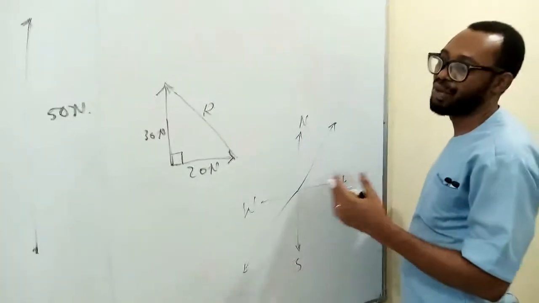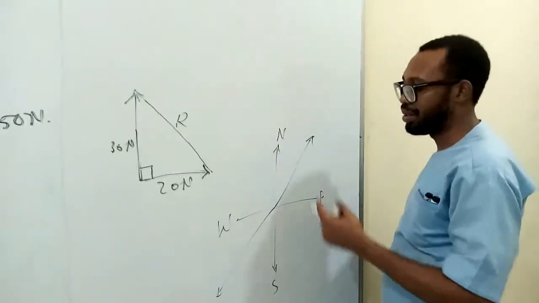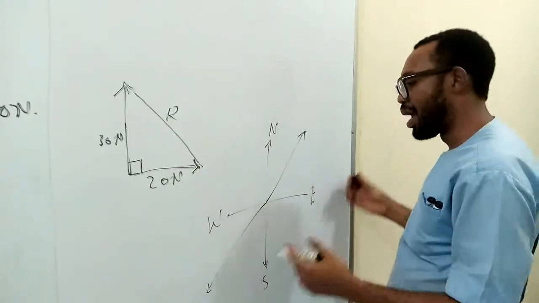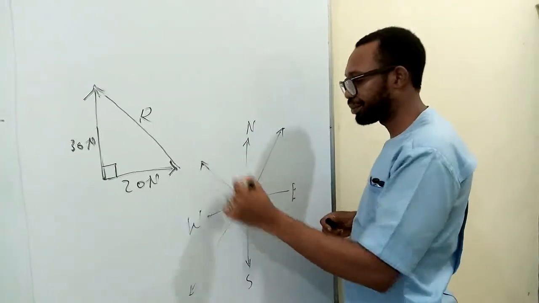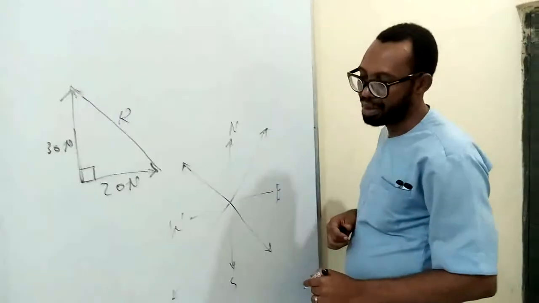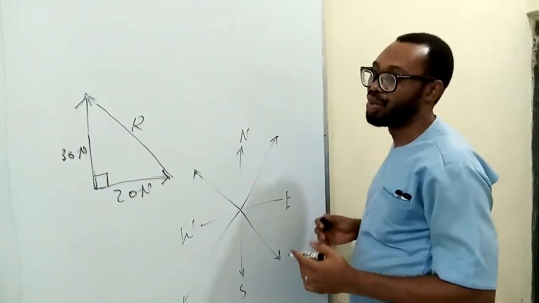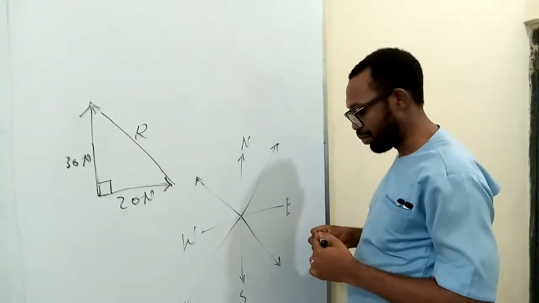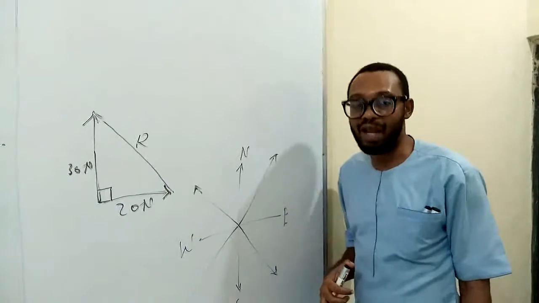Now these are the various ways you represent vectors. Either southwest, northeast, northwest, and so on and so forth. Or that is, this is northwest, this is southeast. Is that clear? These are how you can represent vectors. But today we're going to deal with how to resolve, or what we call the resultant of two vectors.